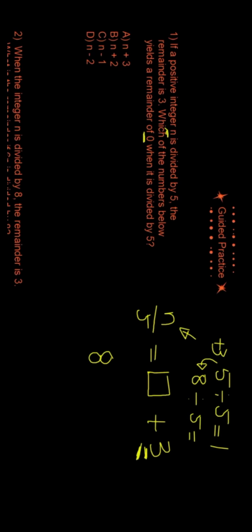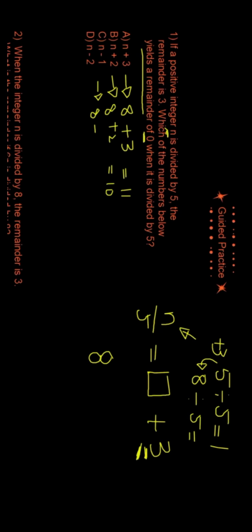Now what they're saying is, which of the following numbers below yields a remainder of 0? No problem, I'll just substitute 8 in place of n. 8 plus 3 is 11. 8 plus 2 is 10. 8 minus 1 is 7. And 8 minus 2 is 6. They were saying, where would you yield a remainder of 0, when divided by 5? 11 divided by 5, no, the remainder is not 0, we do have leftovers. 10 divided by 5 is 2 exactly, and there is no leftover at all. So that's my answer, part B.